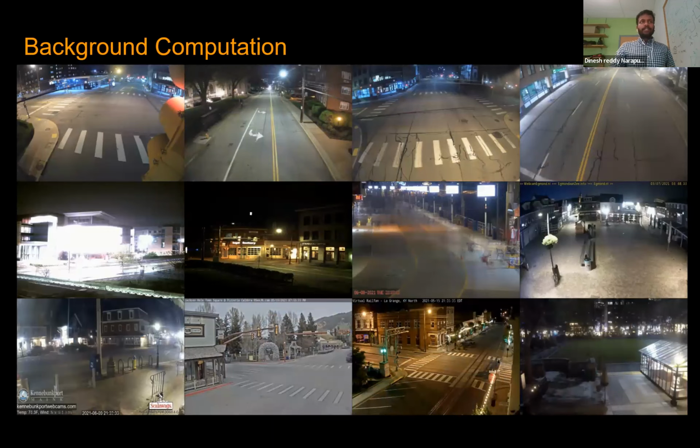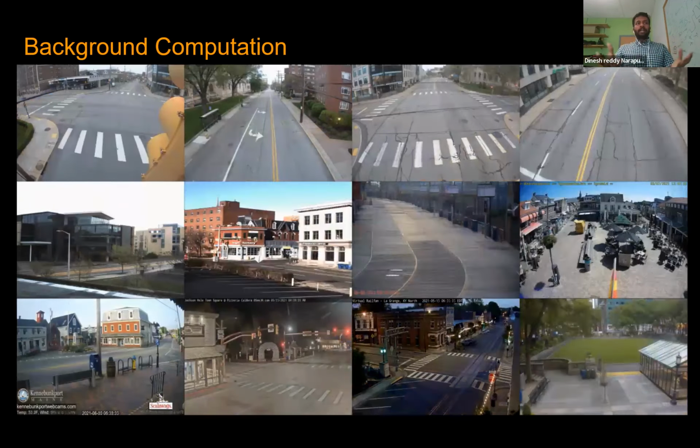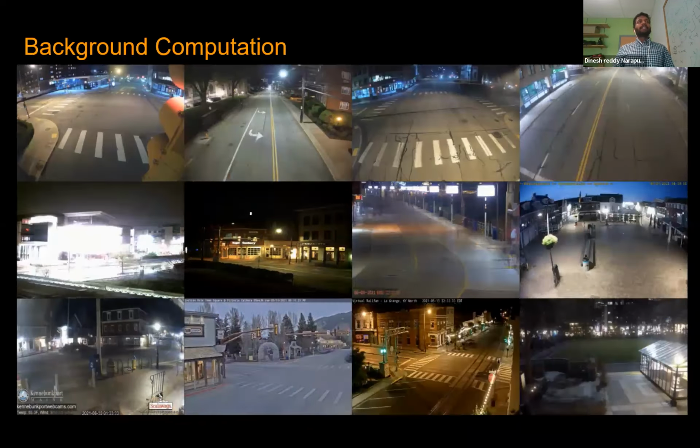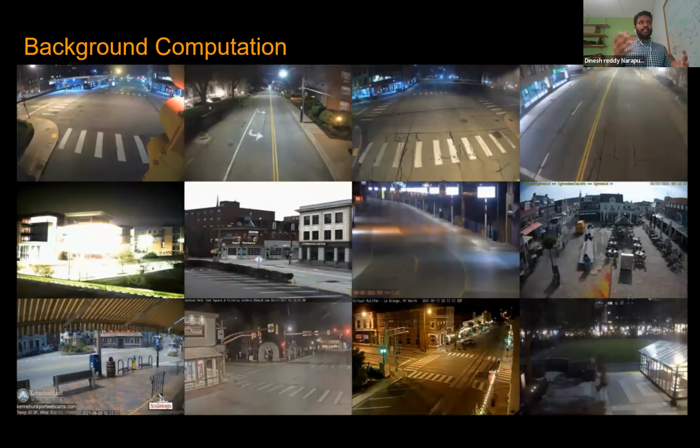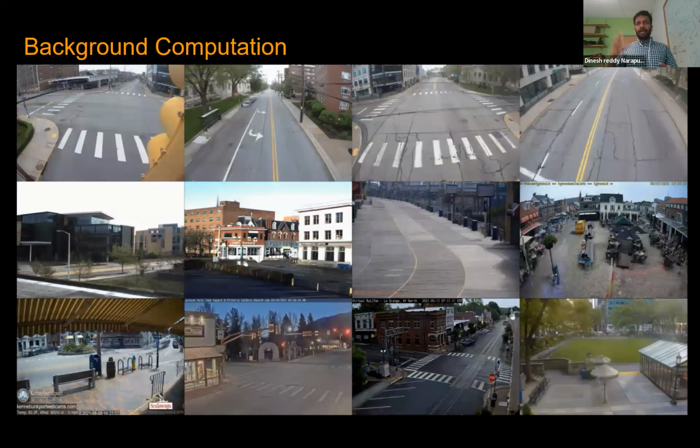So what do we do first? The simplest thing you can do is a background image computation. We just take all these videos and find the median, and then you get these nice time-lapse videos of scenes where we only have the background.